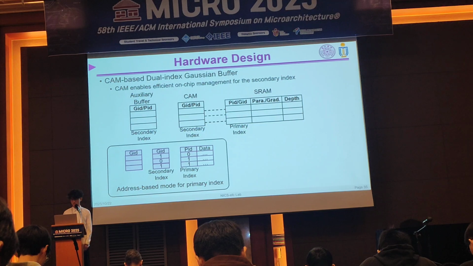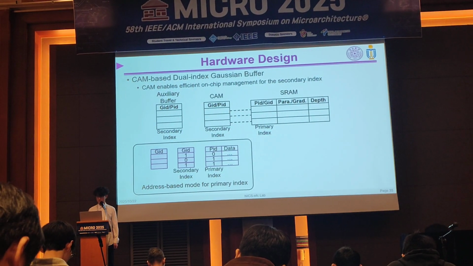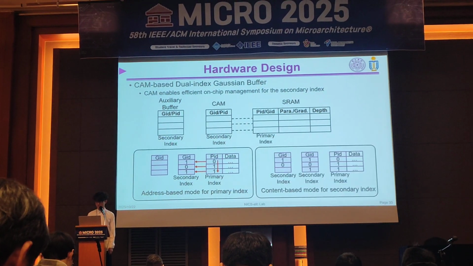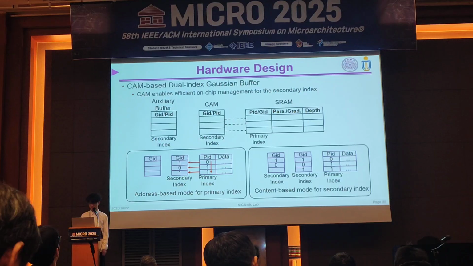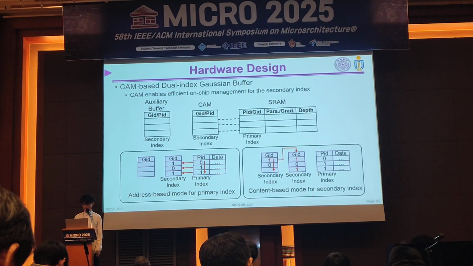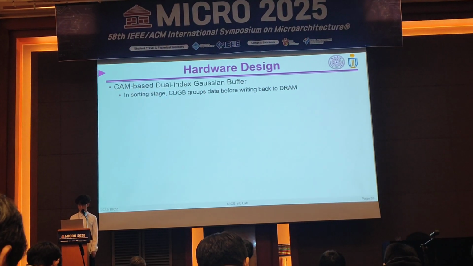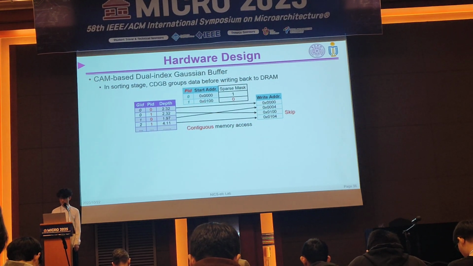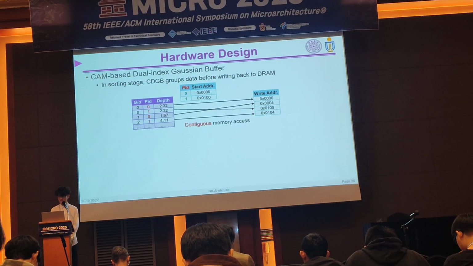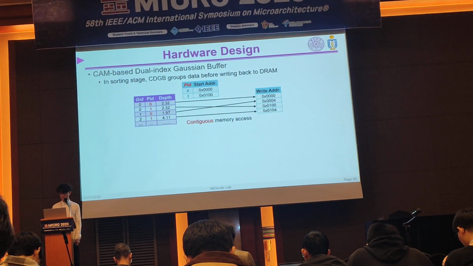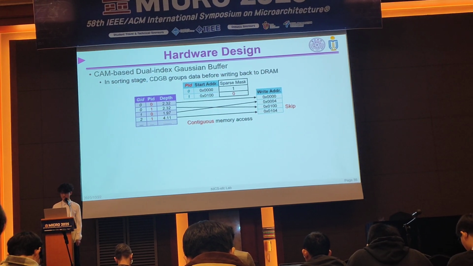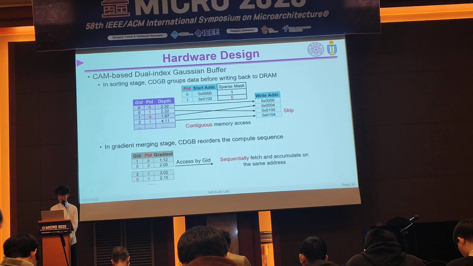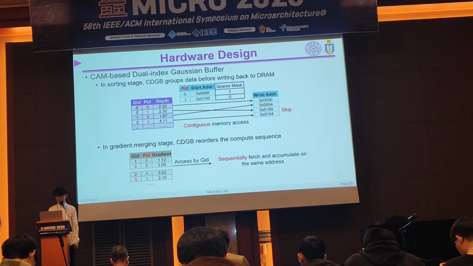So in common stages, the CDG operates in a normal address-based mode to ensure continuous access by the primary key. And in the sorting and merging stage, it switches to the content-based mode, which uses the secondary index for efficient CAM matching and sequential access by the secondary index. In the sorting stage, it allows us to group data by PID before writing back to DRAM and convert these scattered writes into continuous memory access. It can also leverage the sparse mask to skip write back of unnecessary blocks. And in the gradient merging stage, it allows us to reorder the complete sequence to accumulate the gradients for the same GID sequentially, which eliminates the write confirmation.